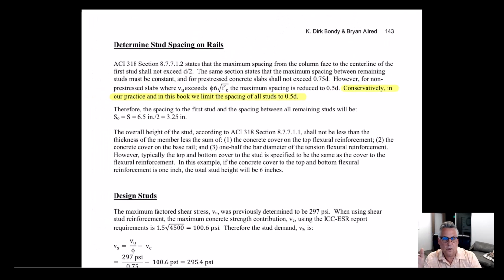So, code also talks about stud spacing on the rails, and I don't know if it's confusing or not. The first stud's not to exceed d over 2, 0.5d. The remaining spacing for pre-stressed concrete slabs says you can go up to 0.75d. This is for pre-stressed concrete slabs.